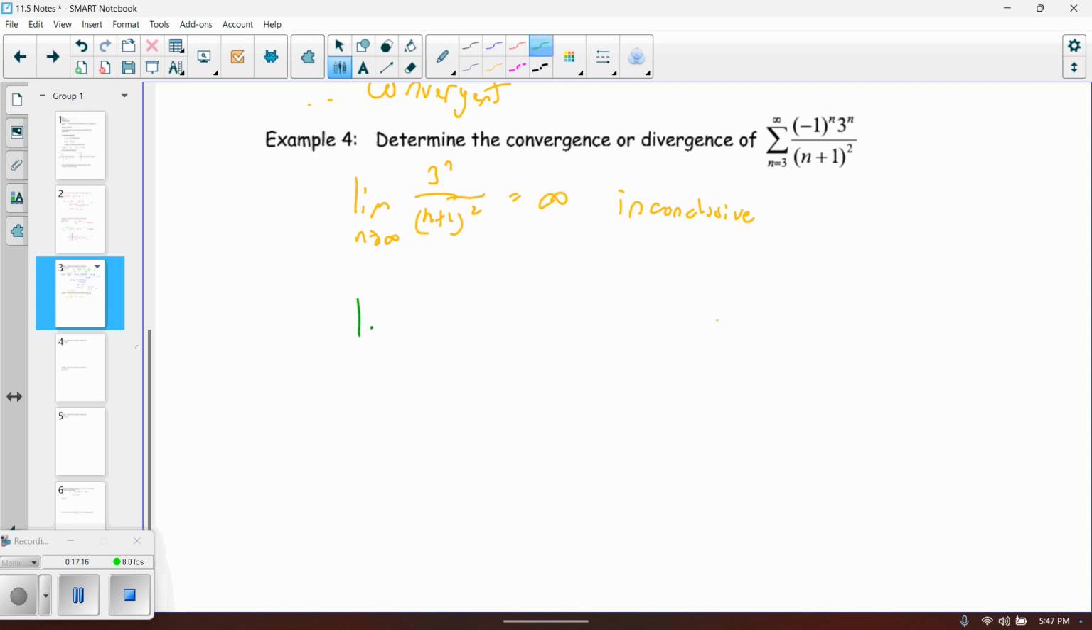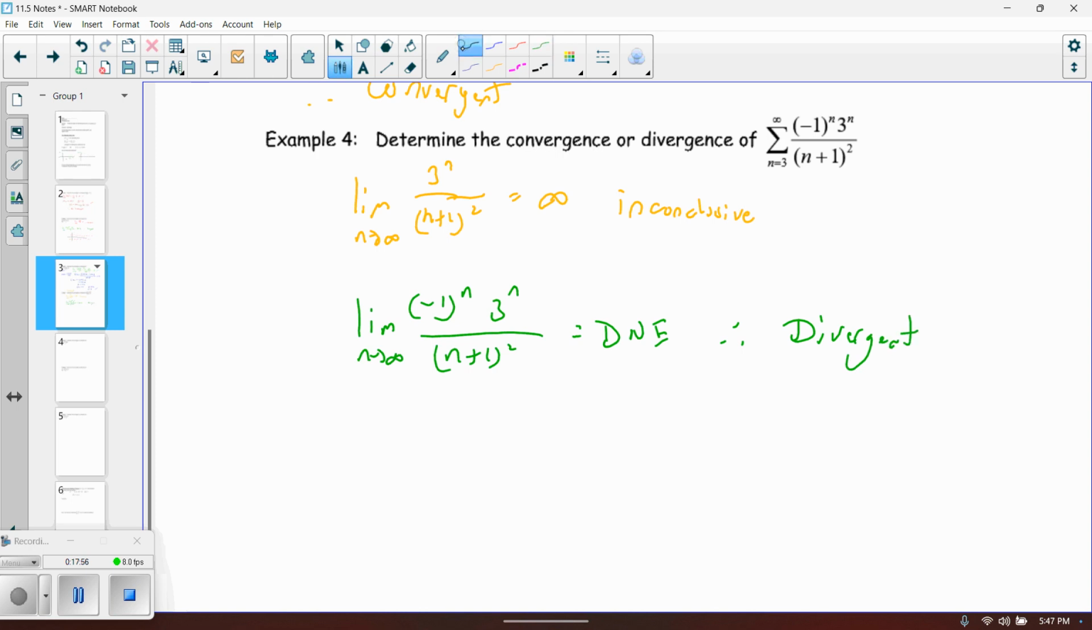So let's try the limit of the actual function itself, including the alternating term. Well, if you think about it, since the absolute value term went to infinity, if you include an alternating term, it's going to kind of start to bounce back and forth between positive and negative infinity. So in this case, you know that this is definitely going to be a does not exist, which is going to indicate divergent.